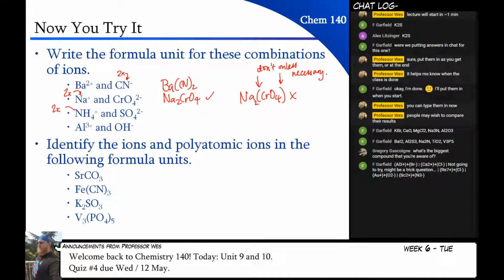I need 2 of these ammoniums. So that has to go in parentheses, but the SO4 does not. And then I need 3 of the hydroxide here for the aluminum. So I'd get Al, parentheses, OH, 3.